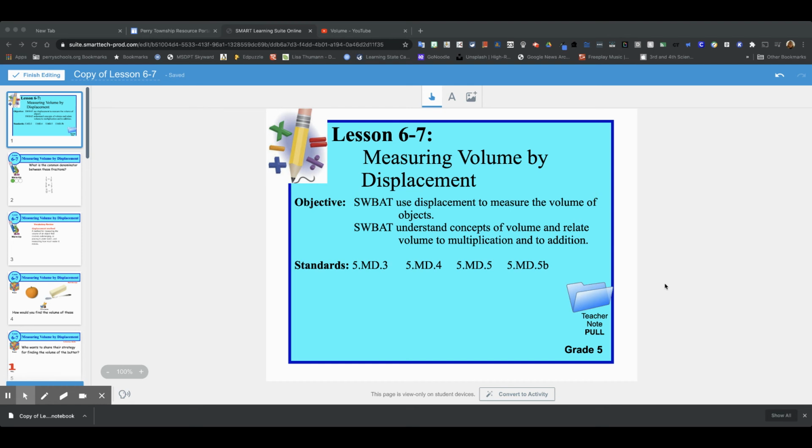Welcome to Lesson 6.7, Measuring Volume by Displacement. In Lesson 6.7, we are going to be able to use displacement to measure the volume of objects, and we're also going to be able to understand concepts of volume and relate volume to multiplication and addition. Let's warm up first.